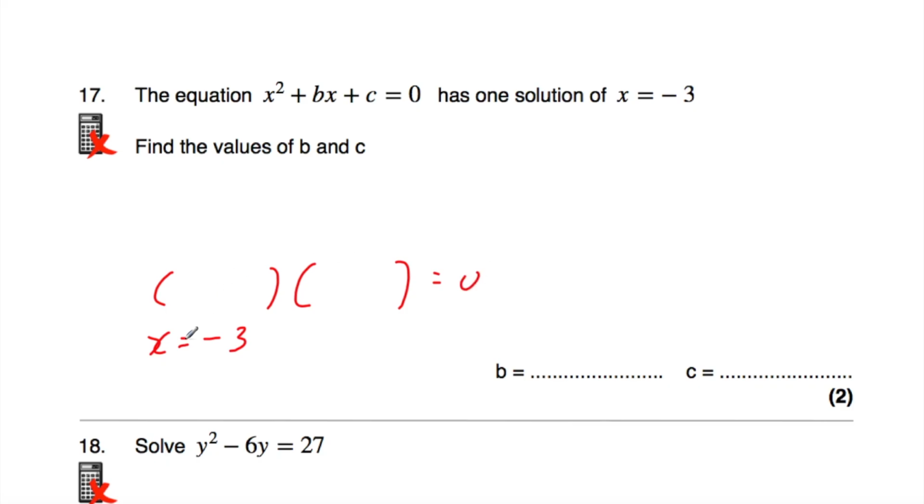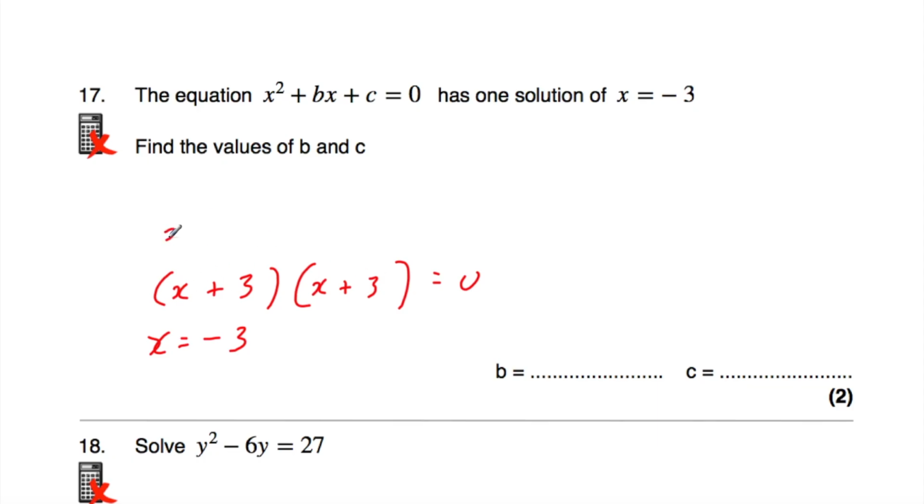In terms of that bracket, if the answer is minus 3, it must be x plus 3, because negative 3 plus 3 is equal to 0. And because it's a repeated root, it's going to be the same bracket twice. So the two brackets will be x plus 3 and x plus 3. And if you had x plus 3 bracket x plus 3 equals 0, the answer would be x equals negative 3. That's it. Now let's expand our brackets.